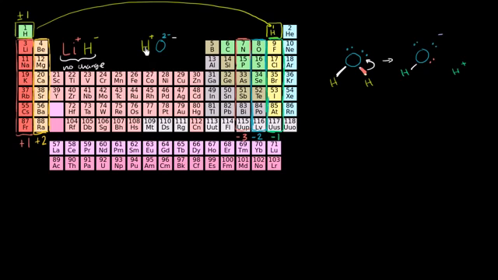Similarly, hydrogen +1 oxidation state, oxygen -2 oxidation number or oxidation state. You add those 2 together, you have a -1 total charge for the hydroxide anion, which is exactly the charge that we have right over there.